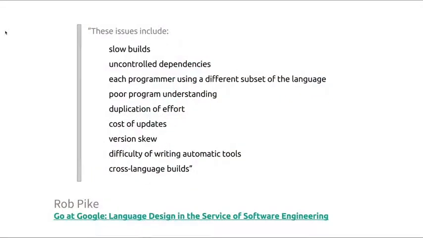The essay continues. These issues include slow builds, uncontrolled dependencies, each programmer using a different subset of the language, poor program understanding, duplication of effort. These are the problems we just talked about having. And Rob Pike is telling us in 2012 that Go solves them. That was our first clue that we were on the right track here.